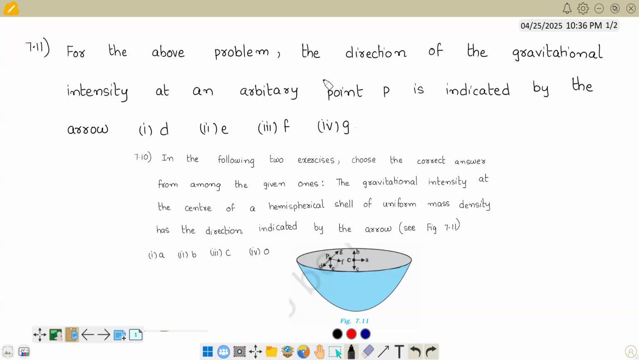This is a continuation problem in a true problem question in NCERT. For the above problem, the direction of the gravitational intensity at an arbitrary point P is indicated by arrows D, E, F, and G. So the above problem that this question is referring to is in the following two exercises, choose the correct answer from among the given ones. The gravitational intensity at the center of the spherical shell of uniform density. We solved this and we got this as C.